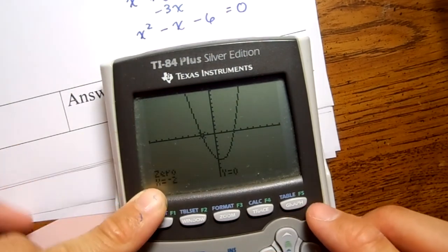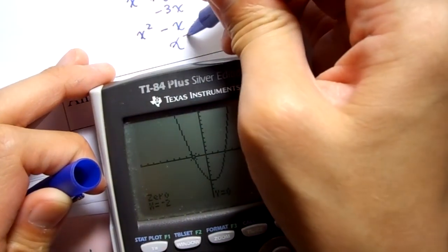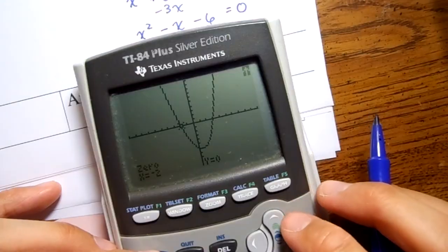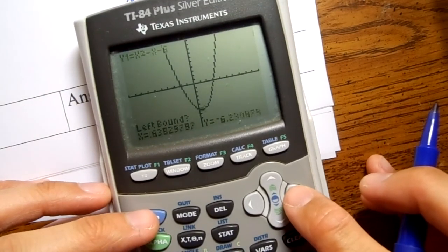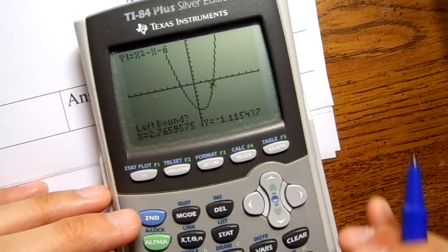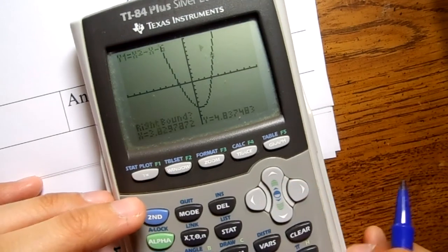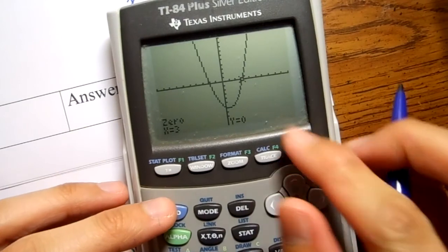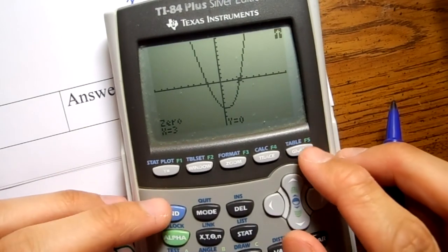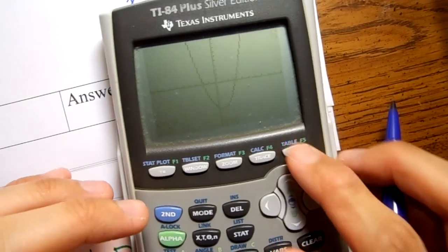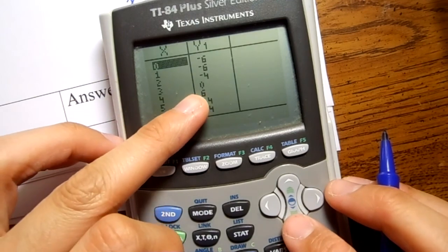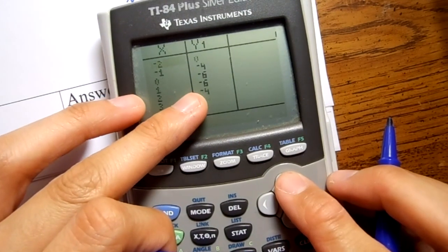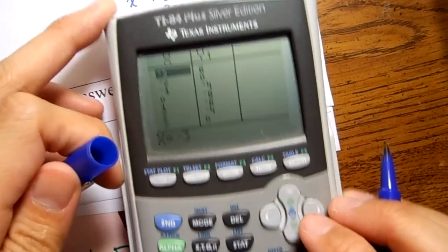Your first 0 is at a negative 2. So x is a negative 2. And your other 0, left bound, press enter, right bound, enter, enter, is at a 3. X equals 3. You can use this function, or you can look at the table, second graph, and find when y is equal to 0, which is at 3, 0, and negative 2, 0, which is exactly what we said here.